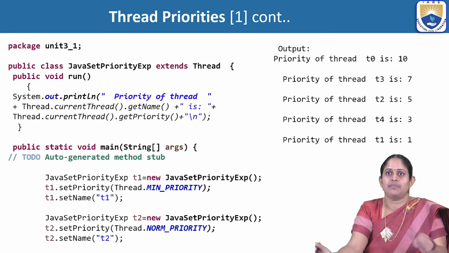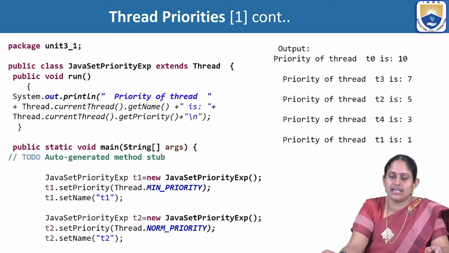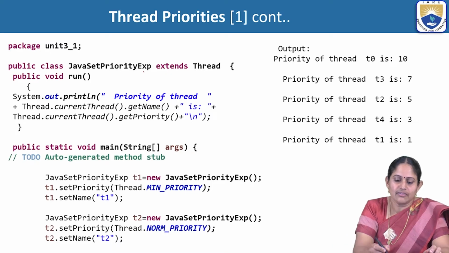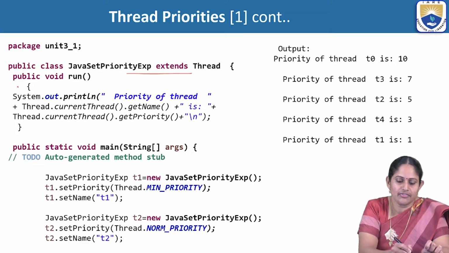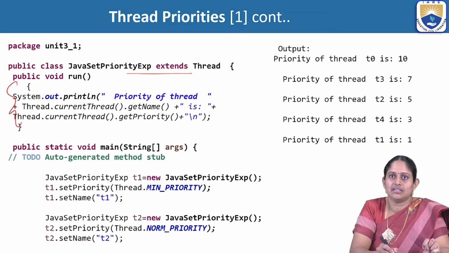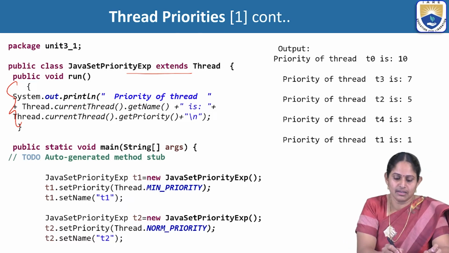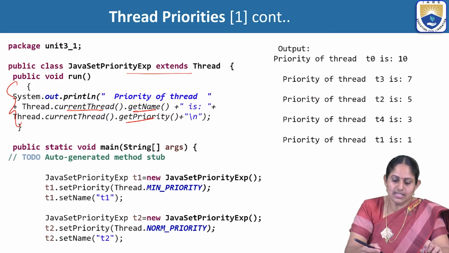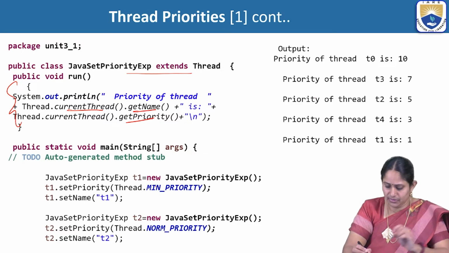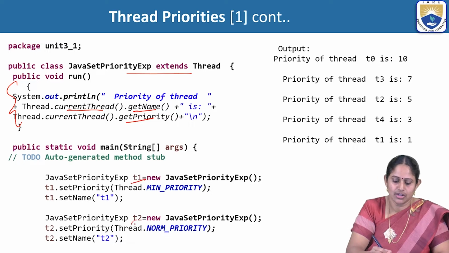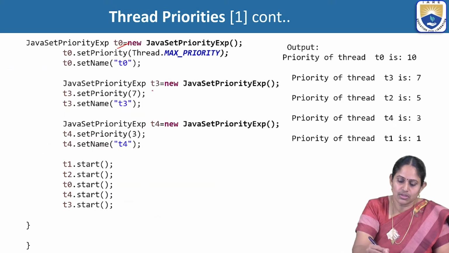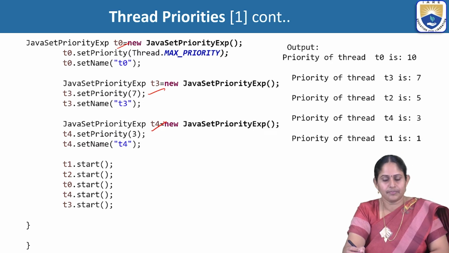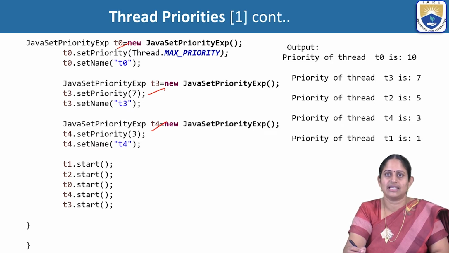Now let's look into an example of setting priority and getting any thread's priority. Here we are creating a thread by extending the Thread class, and we are defining our run method. Inside the run method, we are simply displaying the name and priority of that particular thread. Inside the main method, we are creating 5 threads: thread 0, 1, 2, 3, and 4.